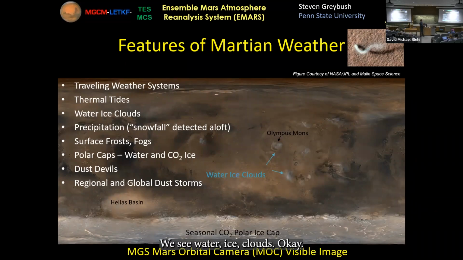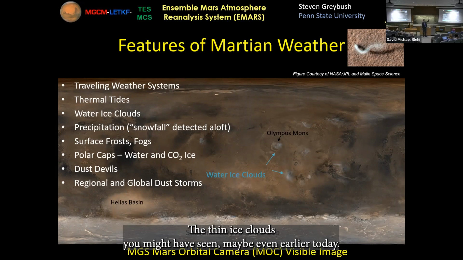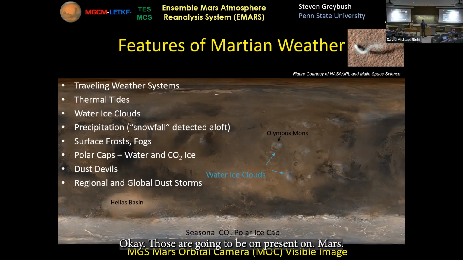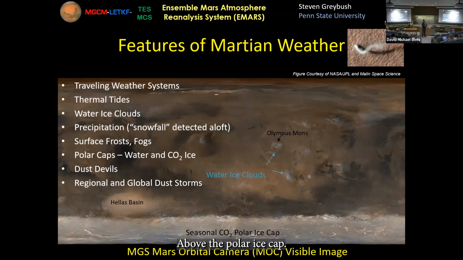We see water ice clouds. Okay? So right here, if you can make out these very thin features, that's like a cirrus cloud on Earth, the thin icy clouds you might have seen maybe even earlier today. I think I saw some. Those are going to be present on Mars. You can see them located nearby some of the topography, the volcanoes of Mars. So some of them are orographic or forced by terrain. And those are omnipresent on Mars, especially in certain seasons in the equatorial regions and above the polar ice cap.